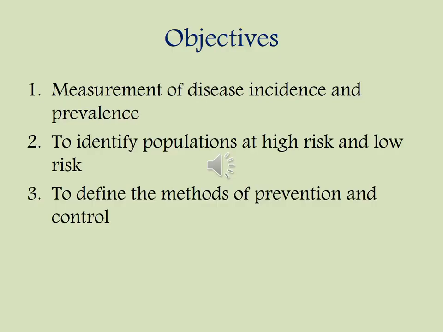What are the objectives of an epidemiological index? Measurement of disease incidence and prevalence, to identify populations at high risk and low risk, to define the methods of prevention and control. These are the main objectives of an epidemiological index.